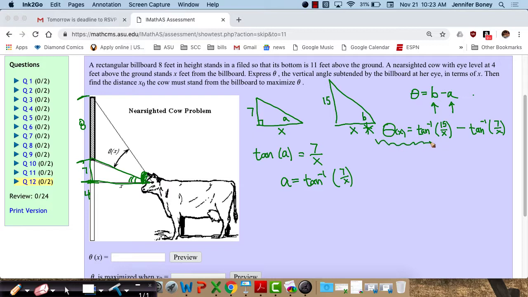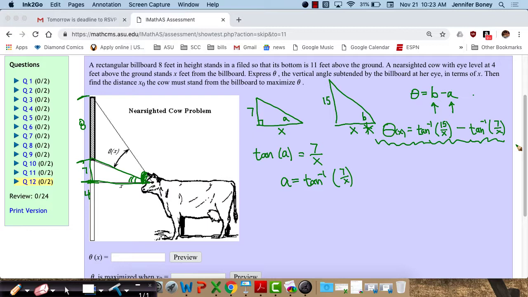Write theta, the vertical angle subtended by the billboard at her eye, in terms of X, and then find the distance that the cow must stand from the billboard to maximize theta. So find the value of X that maximizes theta. At this point, again, you've got technology options, you've got calculus options. The algebra is a little bit messy, but again, it's not awful. I just wanted to point out derivative stuff. Arctangent was one of the inverse trig functions that was not quite so horrible. It's just that the arctangent of X derivative was 1 over 1 plus X squared.